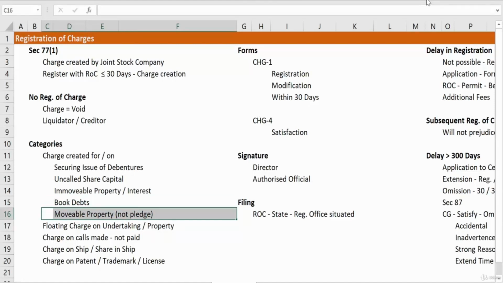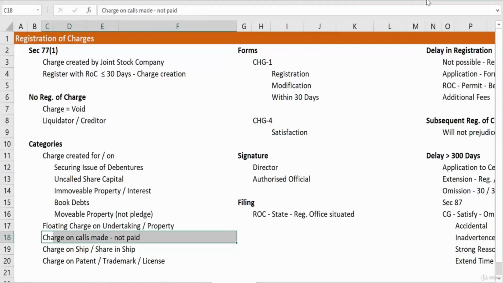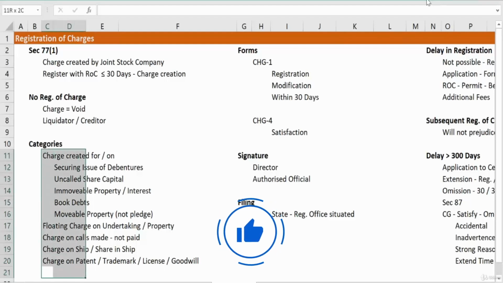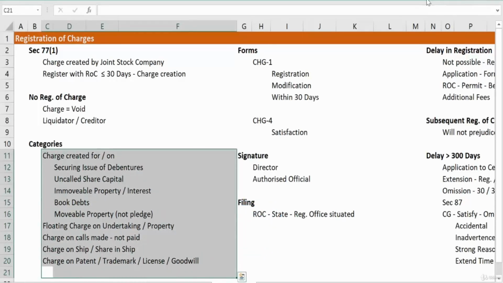not being a pledge, so pledge is not covered here, then a floating charge on the undertaking or any property of the company, a charge on calls made but not paid, that should also be registered, a charge on a ship or any share in a ship, then a charge on goodwill, a patent or a license under patent, a trademark or copyright, or a license under copyright. So these are all the categories where registration of charge with Registrar of Companies is mandatory.